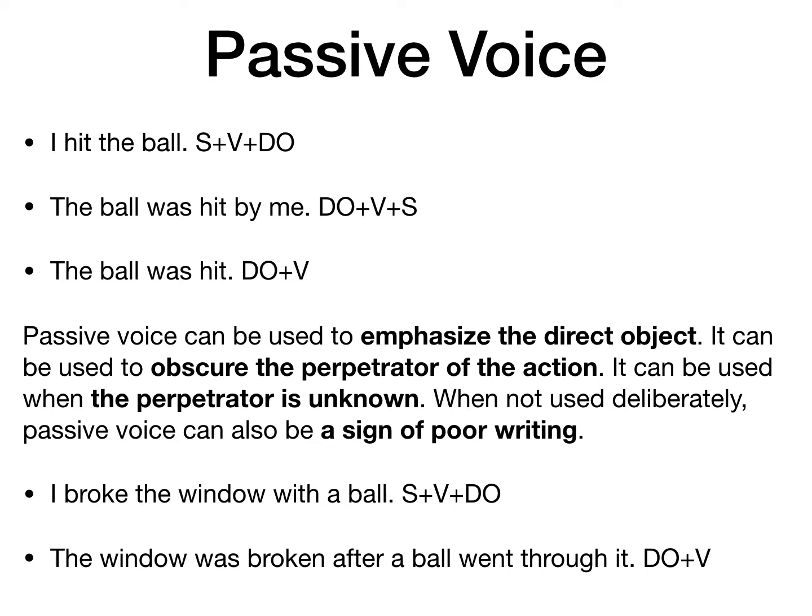Now, passive voice flips the order of the sentence components. So I hit the ball, subject, verb, direct object. But what if I move the direct object to the beginning of the sentence? The ball, that is the object of the action, was hit by me. So now the direct object, or the recipient of the action, is no longer at the end of the sentence. The subject is at the end of the sentence, and the subject isn't even really a proper subject anymore.